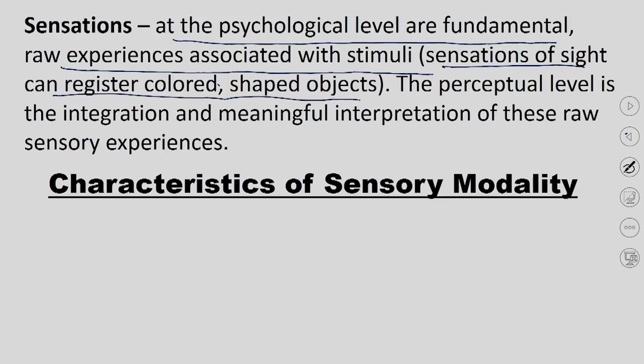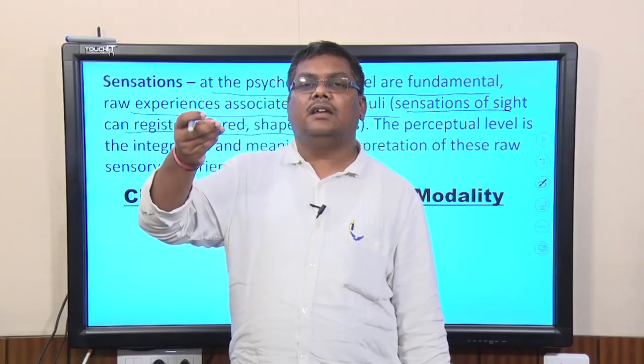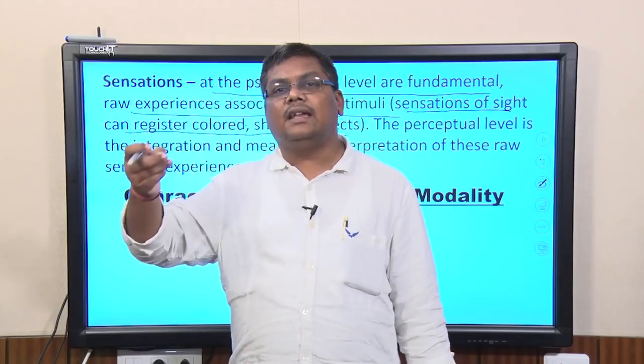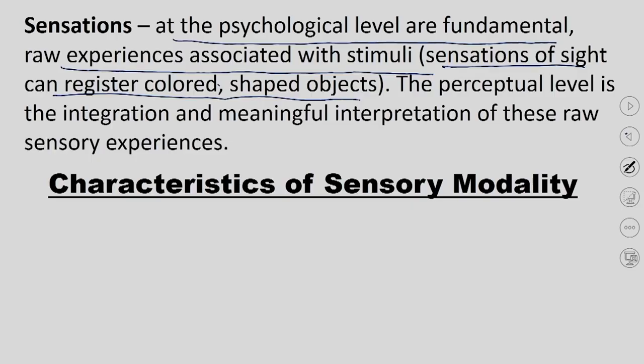Now, if we look at photons, the same number of photons has several parameters to it. The same number of photons can also describe psychological facts like intensity, hue, color, and saturation. So, all these things can be defined from the same. Also, sight sensation can register not only color but also the shape of objects.